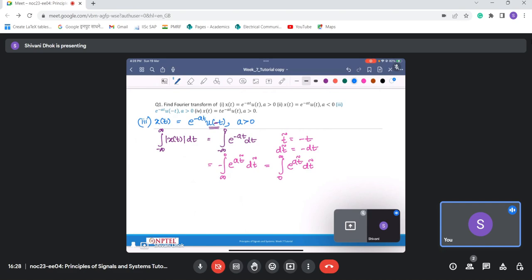Now we have this a greater than 0, which means that again this integral will tend to infinity, which means that this is not absolutely integrable, and again the Fourier transform does not exist.